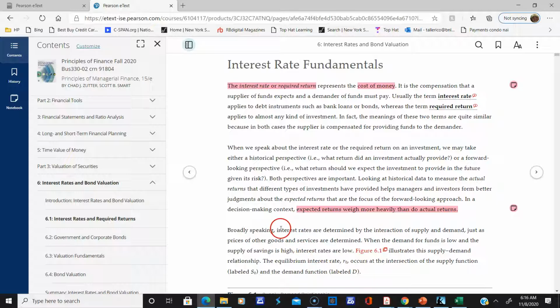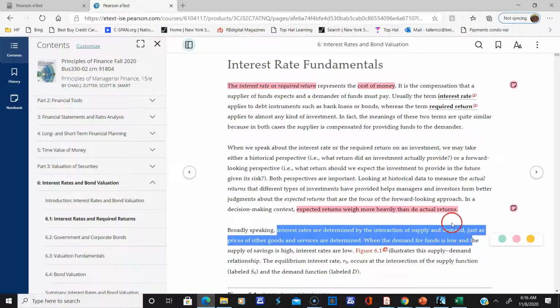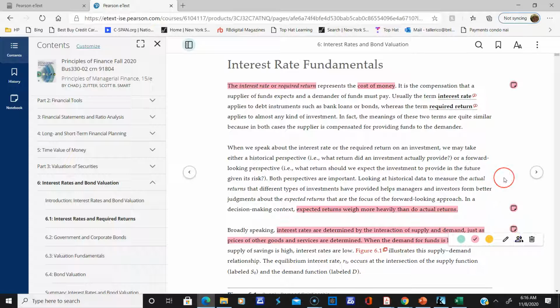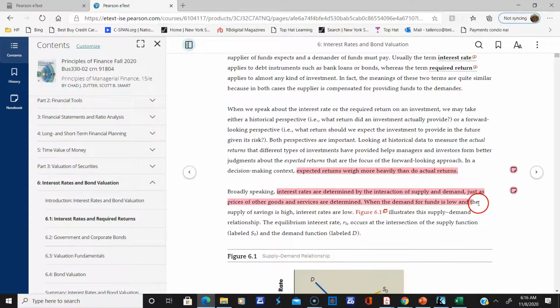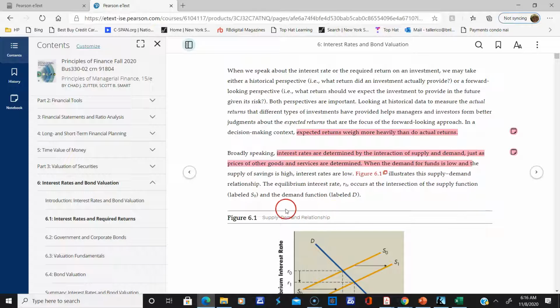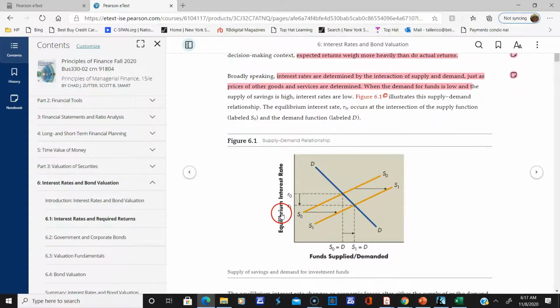So interest rates, like everything else, have what's known as supply and demand, right? The price is determined by supply and demand, just the way the prices of things we saw during the pandemic, like Lysol and hand wipes, went up. The demand was high, so the price shot up. So here you can basically see the infamous supply-demand curve, okay?